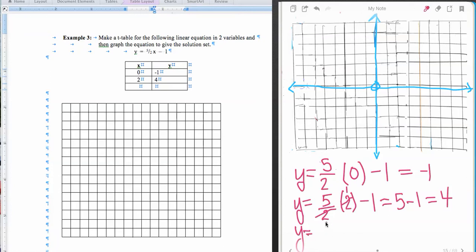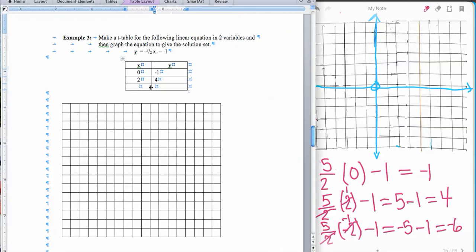And so now I have 5/2 times a -2. And I'm going to do my canceling here and here. That's going to give me a -1. And then -1 here. So 5 times a -1, which is a -5, minus 1 more, which is 5 plus 1 is 6. And they're negatives, so there's a -6. And so that gives me my third ordered pair of x equals -2 and y equals -6.